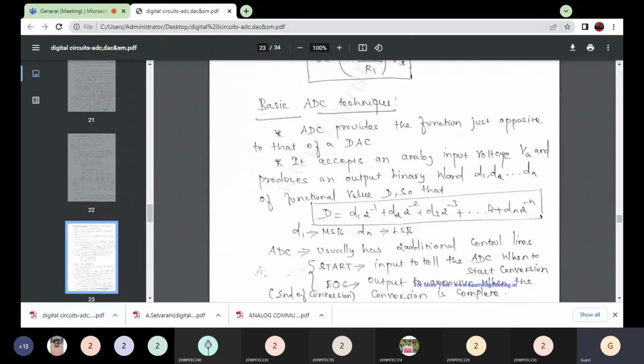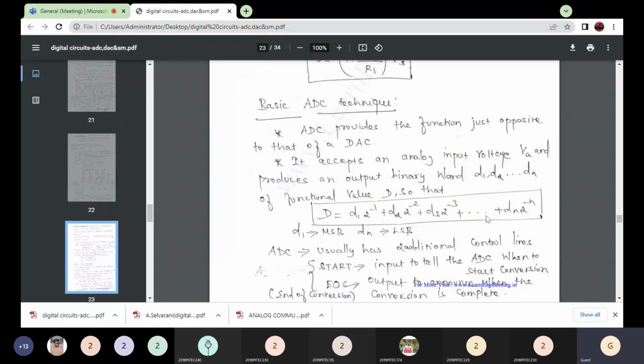The next one is the basic A to D converter. Before that we discussed the digital to analog converter, right? So the next topic is the A to D converter, the analog to digital converter. It is the reverse of the D to A converter, just the opposite.